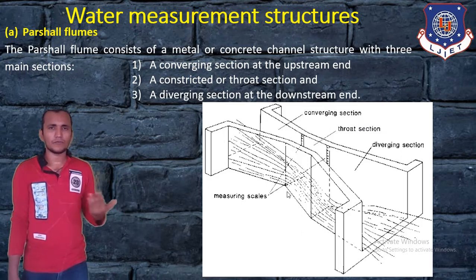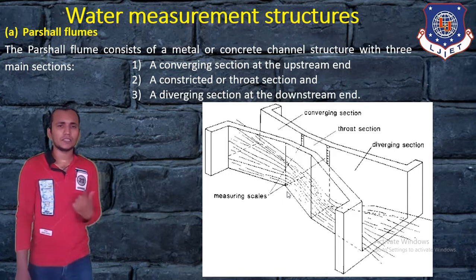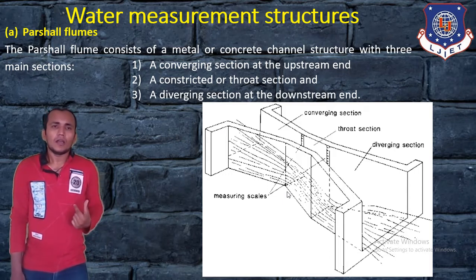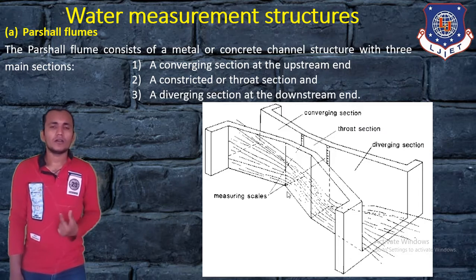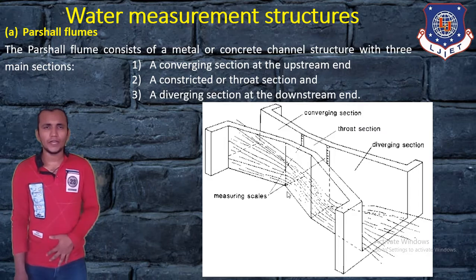We can enter the water inside. Then at the trot station we have a measuring scale, so water will be measured. Then the diverging station, that means downward side end. So that is another method of water measurement.